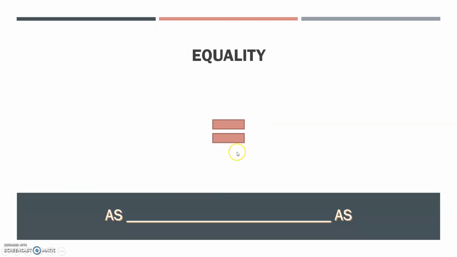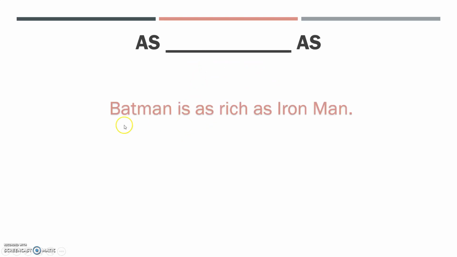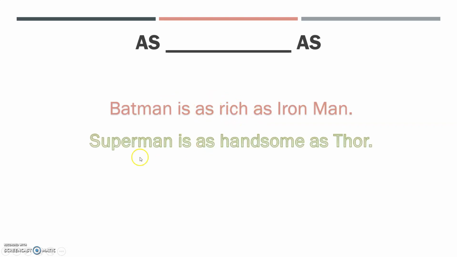So we have the first comparison, which is as. As is when something is equal. They are the same. They are equal, okay? Equality. So let's look at an example. Batman is as rich as Iron Man. I use as, the adjective I put in the middle, rich, as, and somebody else. Who is richer? Nobody, because as means they are equal.